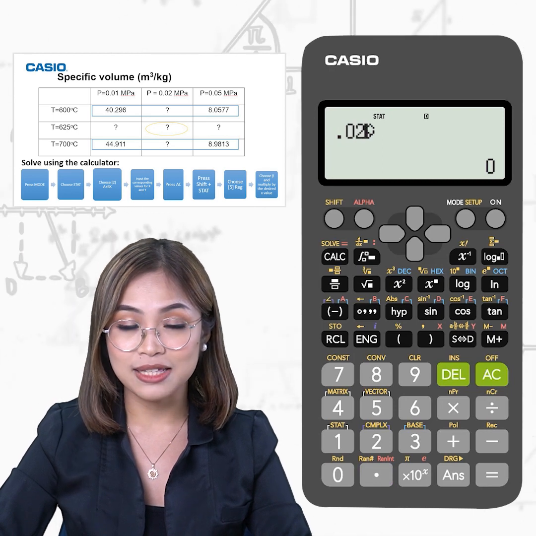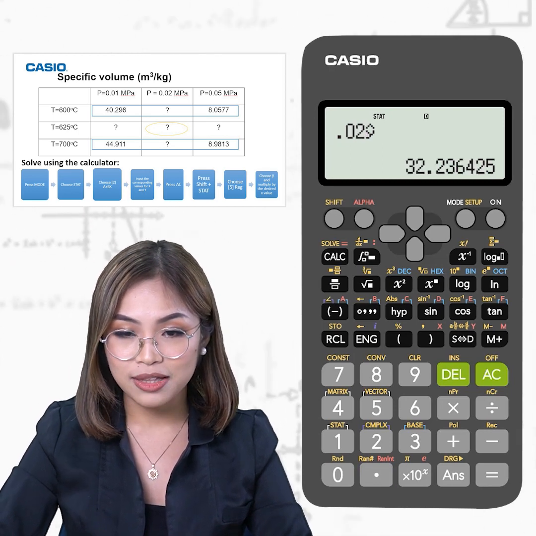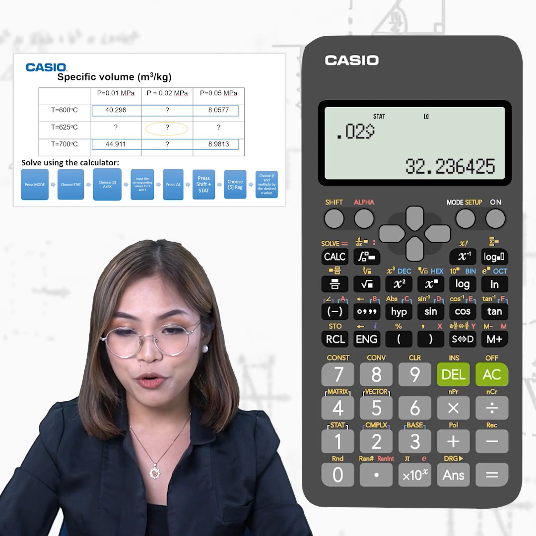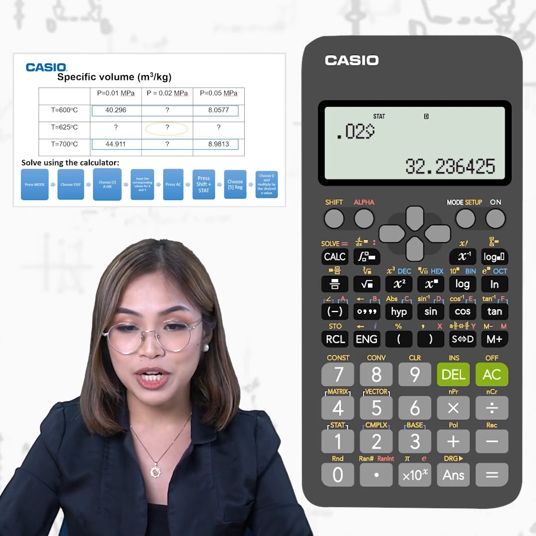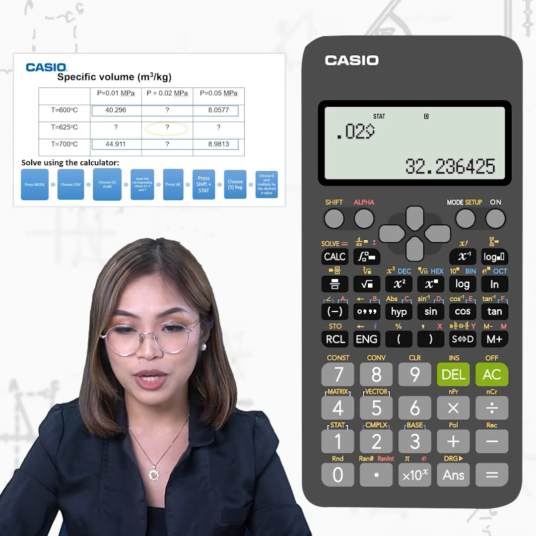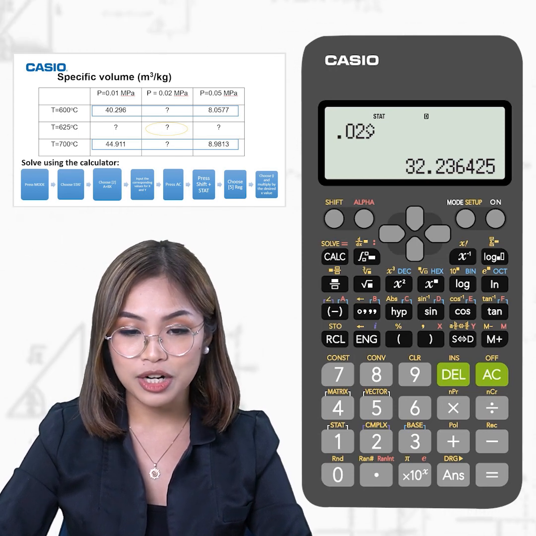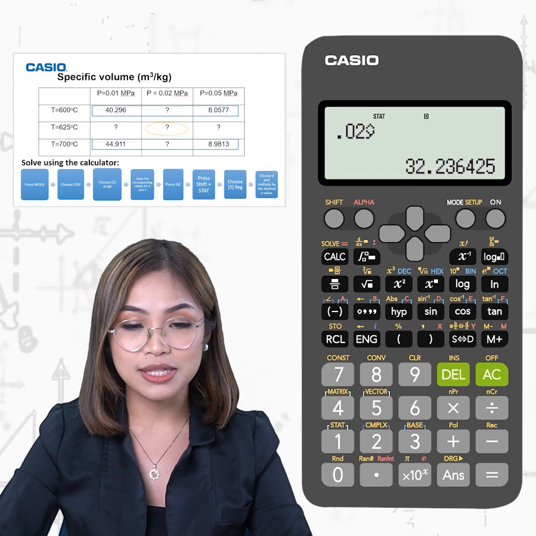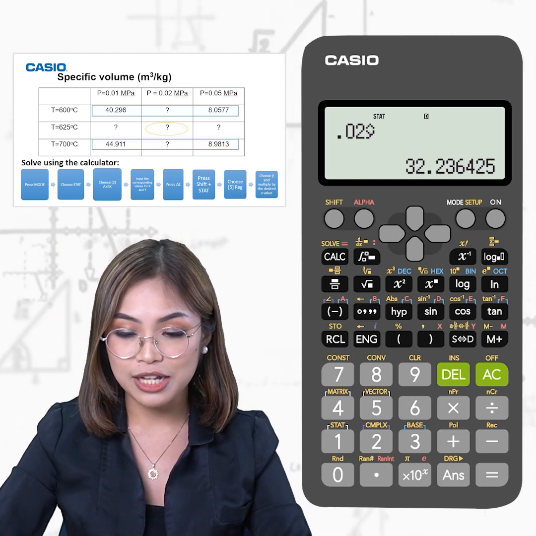by our desired pressure, which is 0.02 MPa, and then press the equal sign. We will get 32.236425 cubic meters per kilogram as our specific volume for P equals 0.02 MPa. Now let's do our interpolation for T equals 700 degrees Celsius.